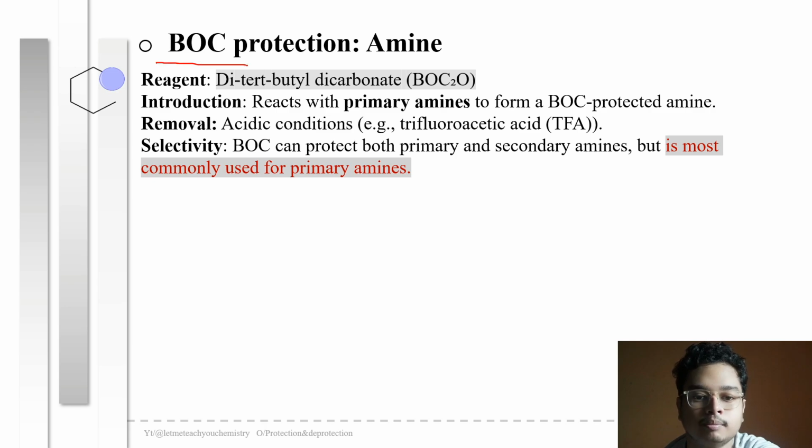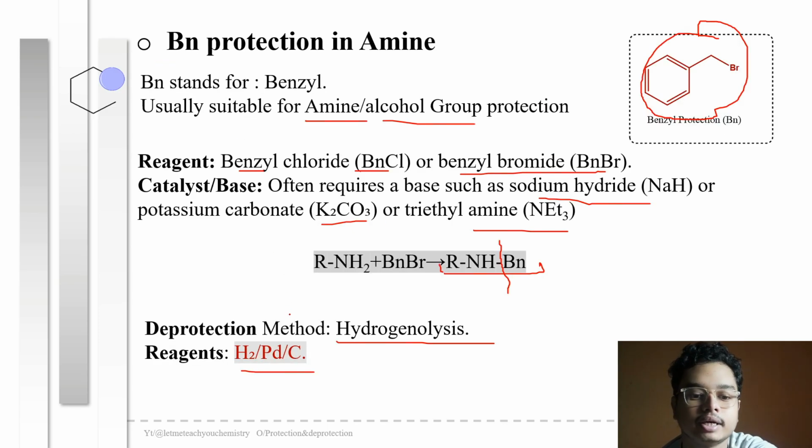Now we move to our second protection, the Boc protection. Boc comes from di-tert-butyl dicarbonate, and it reacts with the primary amine to form a Boc-protected amine. The removal is under acidic conditions, that is, trifluoroacetic acid. In the previous Bn protection, we need hydrogenation, H2 and palladium on charcoal, for deprotection.